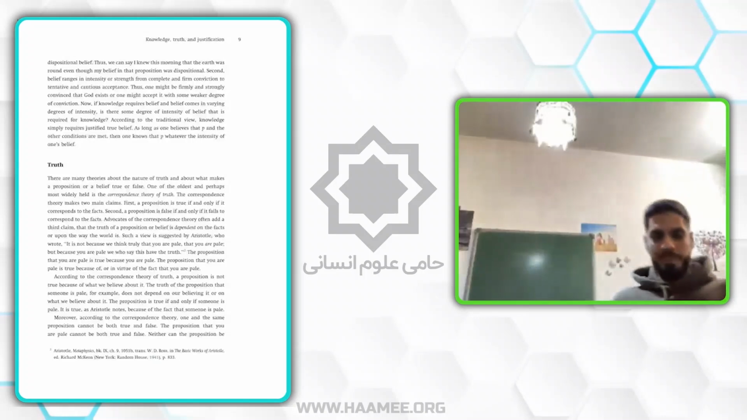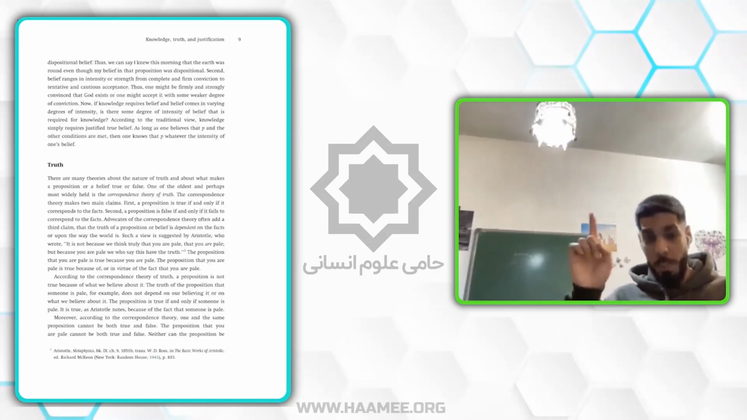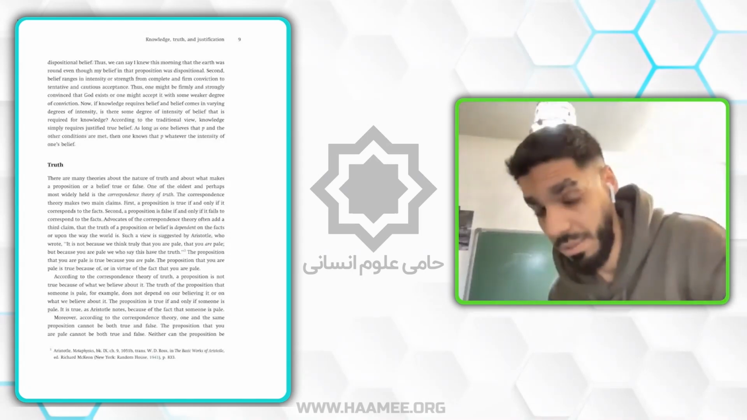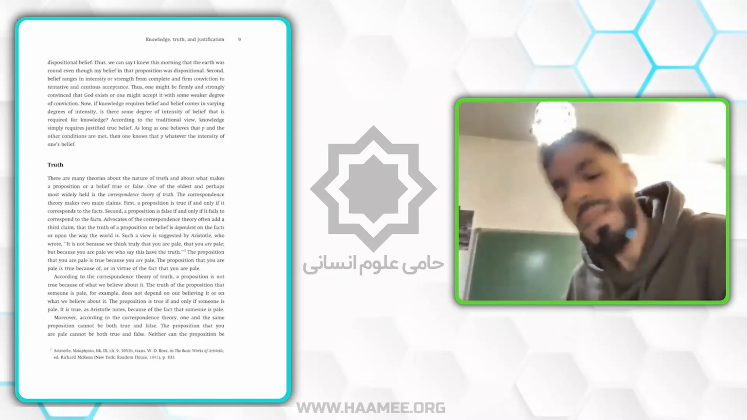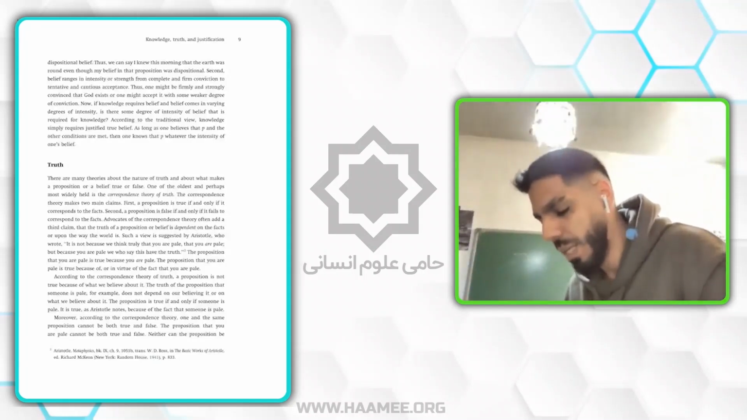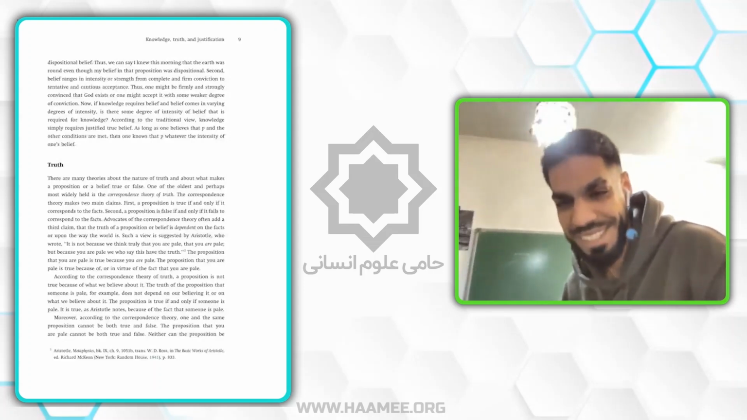Second, belief ranges in intensity or strength from complete and firm conviction to tentative and cautious acceptance. Sometimes you believe something very firmly. So there are some levels of strength. In Persian, if people here know some Islamic philosophy, they say maqul bi tashkik, right? It comes in degrees.